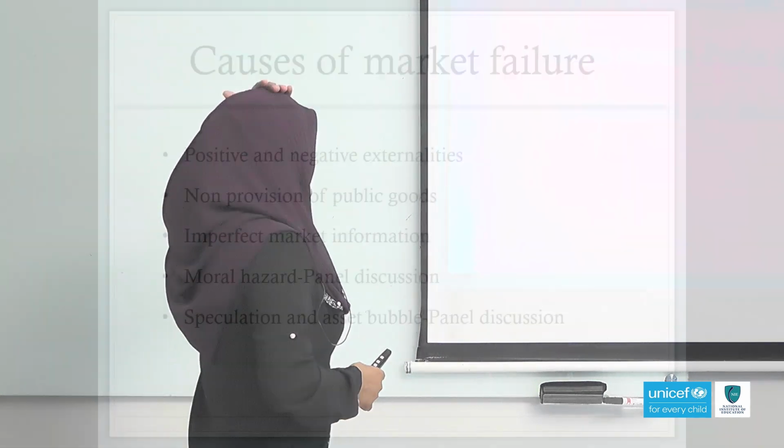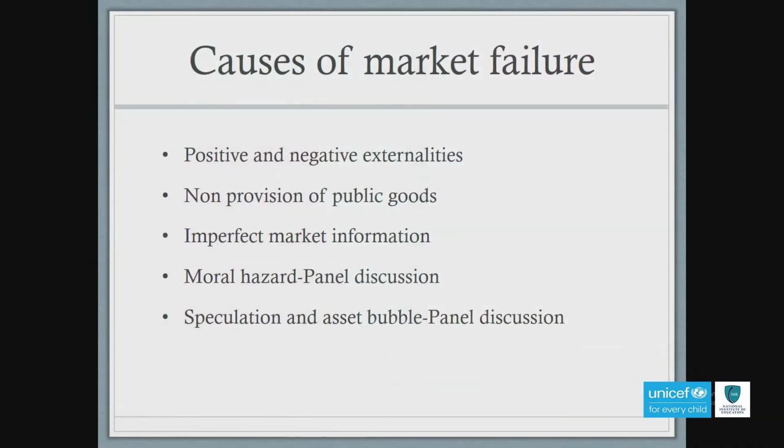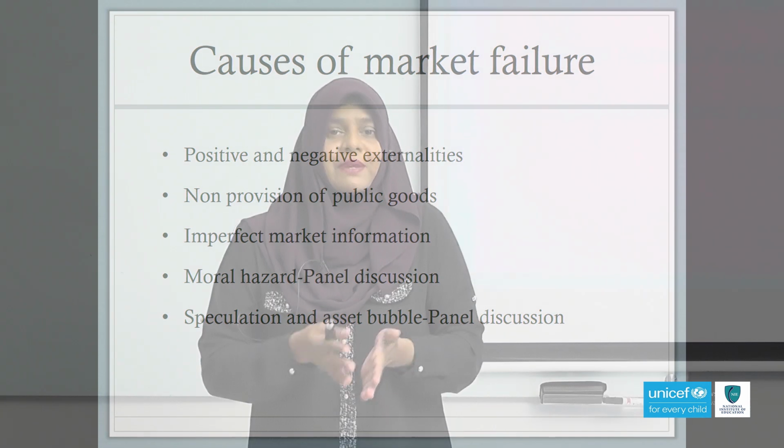There is one problem associated with the provision of public goods, which is the free rider problem. It is freely available to everybody. At the same time, there is also a valuation problem, and they find it difficult to put a price on these types of goods and services. Another reason why the market might fail is imperfect market information, or asymmetric information.